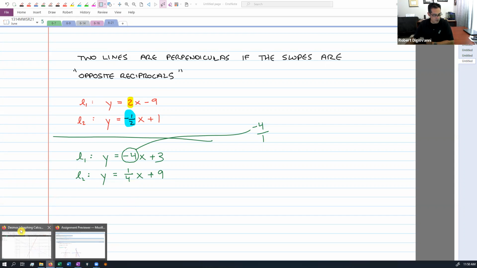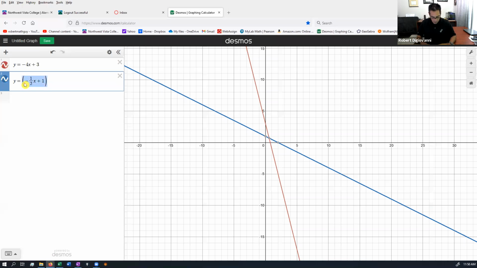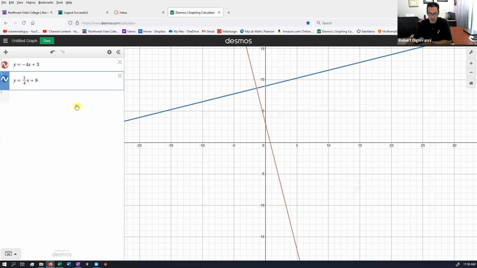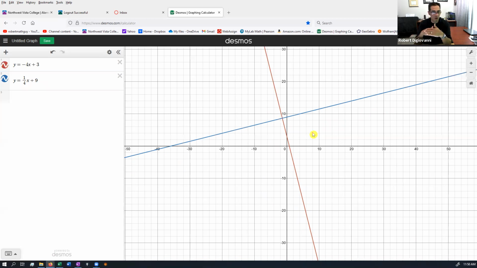Let me graph these just to confirm that it's actually doing what it's supposed to. Negative 4x plus 3 was the first line. And then Tiffany came up with 1/4 x plus 9. There's the other one. And I hope that you can convince yourself that those two lines are perpendicular to one another. Questions?